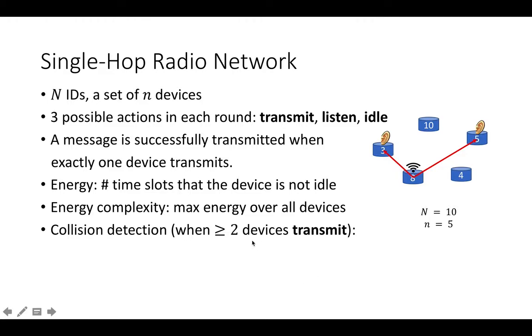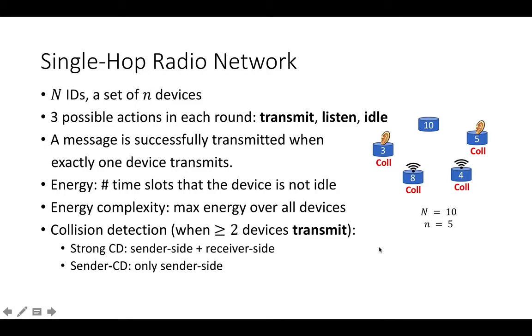The model also needs to specify the ability of the devices to detect collision. A collision happens when more than one device is transmitting a message. There are 4 models for collision detection. The strongest model is called strong CD. In this model, a device has both sender side and receiver side collision detection. When 2 or more devices transmit, all transmitters and all listeners will receive a collision signal.